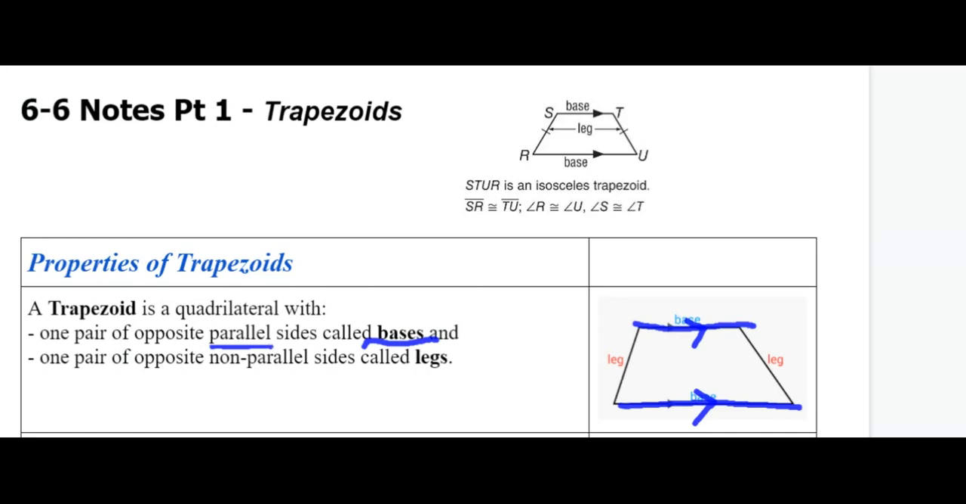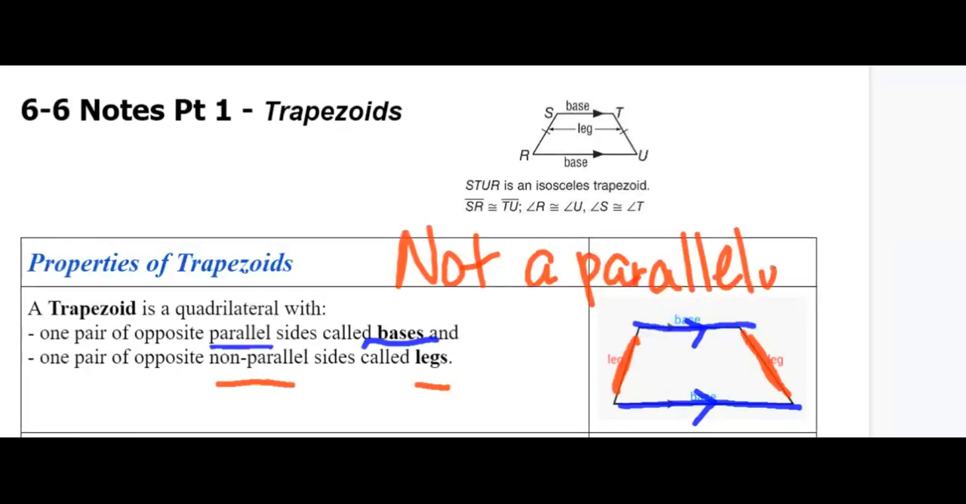The legs on a trapezoid are the two opposite sides that are not parallel. So the non-parallel sides are called the legs. So basically, a trapezoid has two parallel sides and two non-parallel sides. And it's really important to remember that a trapezoid is not a parallelogram. It is not a parallelogram.